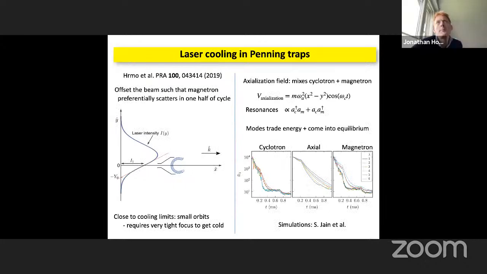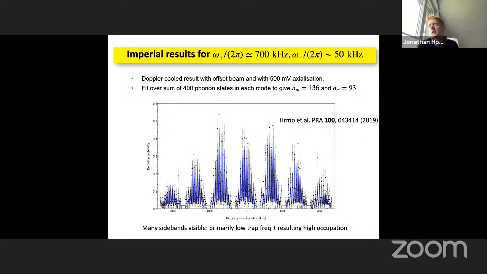Good, so I just want to show group results from the Imperial group. Along with John Bollinger's group at NIST, they've been working on sideband cooling. I think the Imperial guys laser cooled all the radial modes to the ground state, which was a new step for them a few years ago. So I wanted to share with you some of those results.